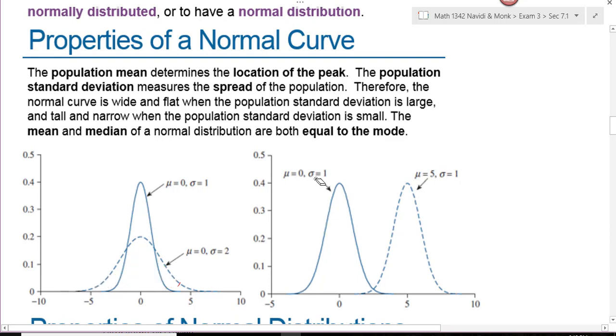Also, if you have a normal distribution and the mean is different but the standard deviation is the same, for example, here the mean is 0 and the standard deviation is 1, but for this graph the mean is 5 and the standard deviation is still 1. So our spread is going to be the same for both of these. It's just that we take this first graph and we shift it over to be centered at 5 in order to get the second graph.